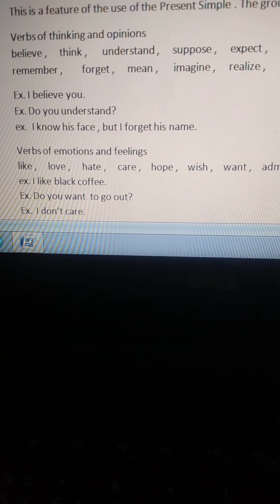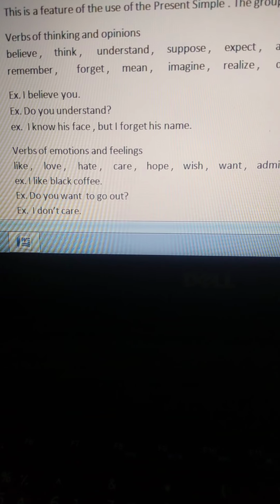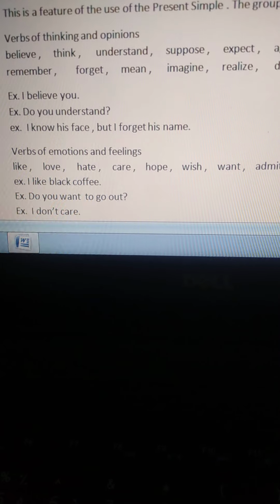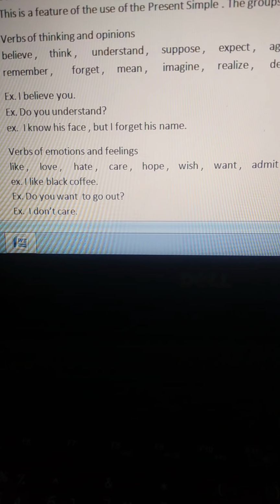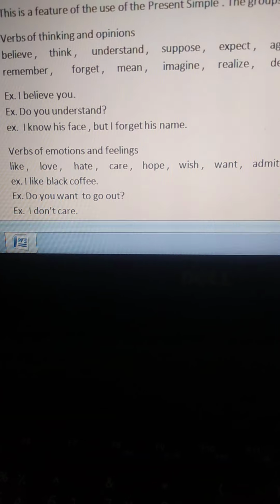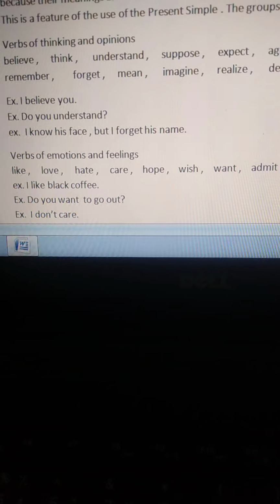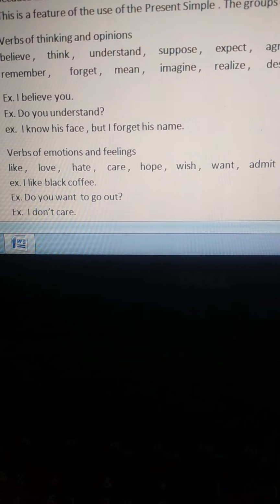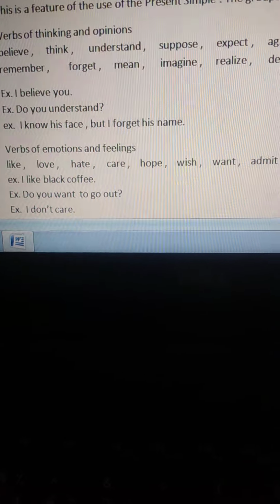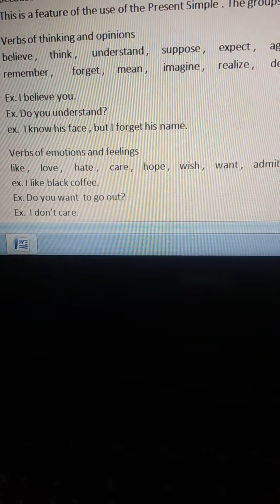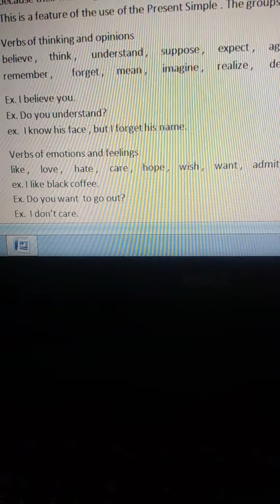Example: the first sentence, I believe you. The second sentence: Do you understand? Yes, I do. No, I don't. The third sentence: I know his face, but I forget his name.